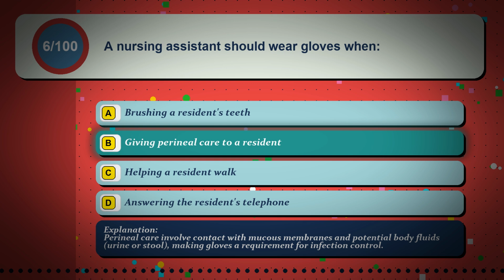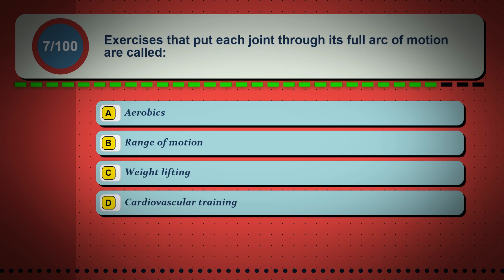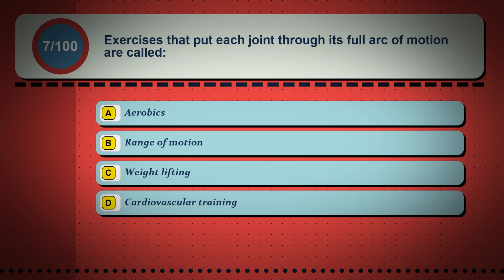Question 7. Exercises that put each joint through its full arc of motion are called: Option A. Aerobics. Option B. Range of motion. Option C. Weight lifting. Option D. Cardiovascular training.